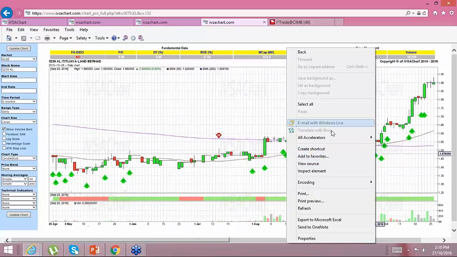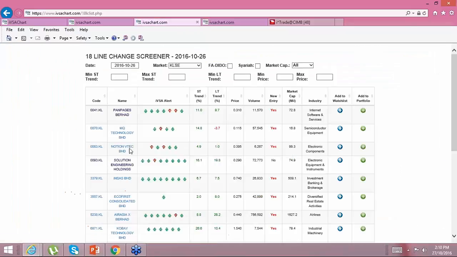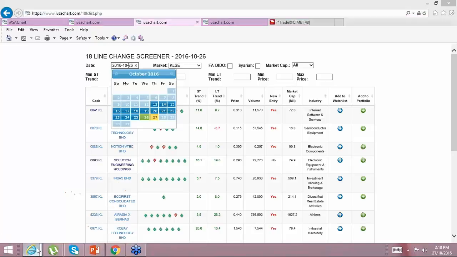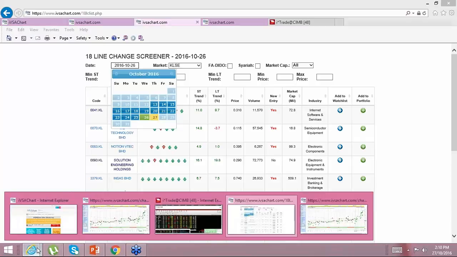Now let's go back to, this is how iVSAchart look like. This is where the line change is, and you can see there are dates here, which is about 2 weeks they can choose from. And we do want to encourage user to run the profit. It's not a day trading. It is running your profit, your stocks, for as long as it shows you the sign of strength.